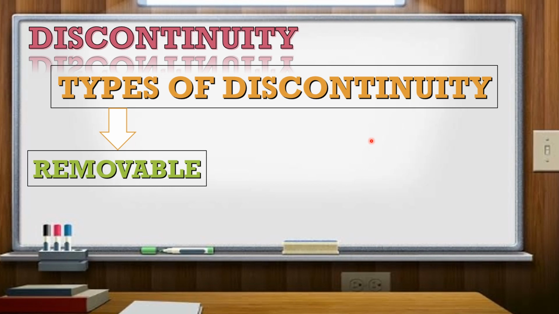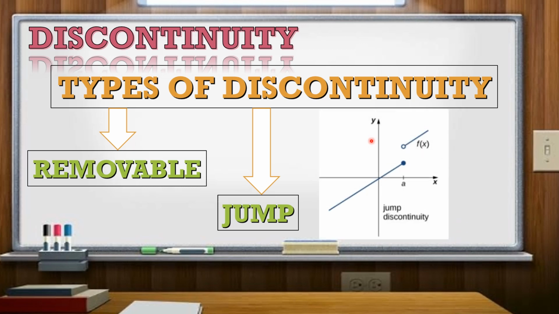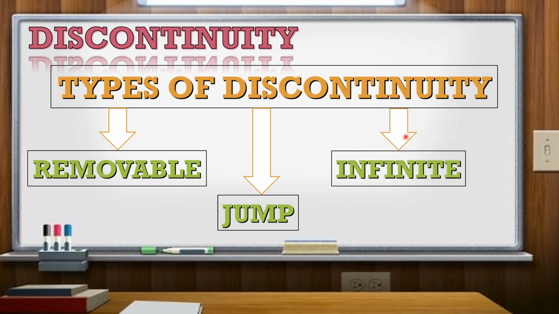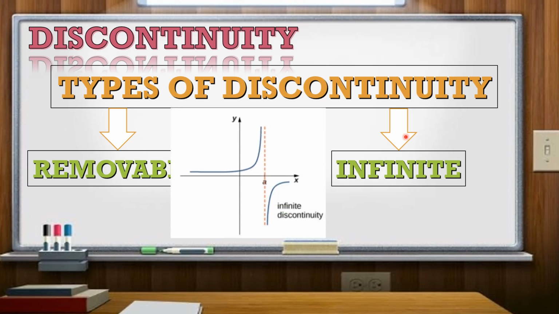The second type is jump. It means we will jump, so there is really a gap to jump across. This is the graph of your jump discontinuity: jump, then continue. And the last is your infinite discontinuity. This is when we talk about the limit which is at infinity, either negative or positive. And we have the presence of a vertical asymptote, and that is your infinite limit.